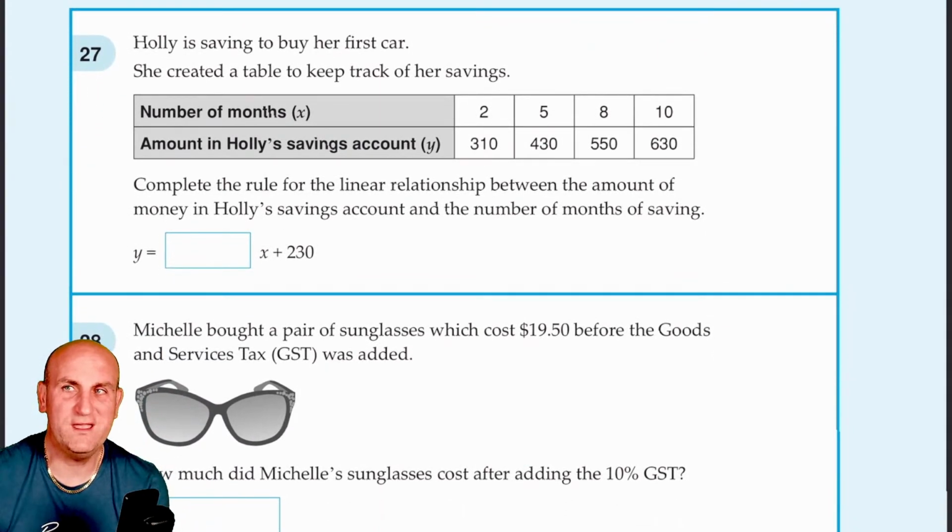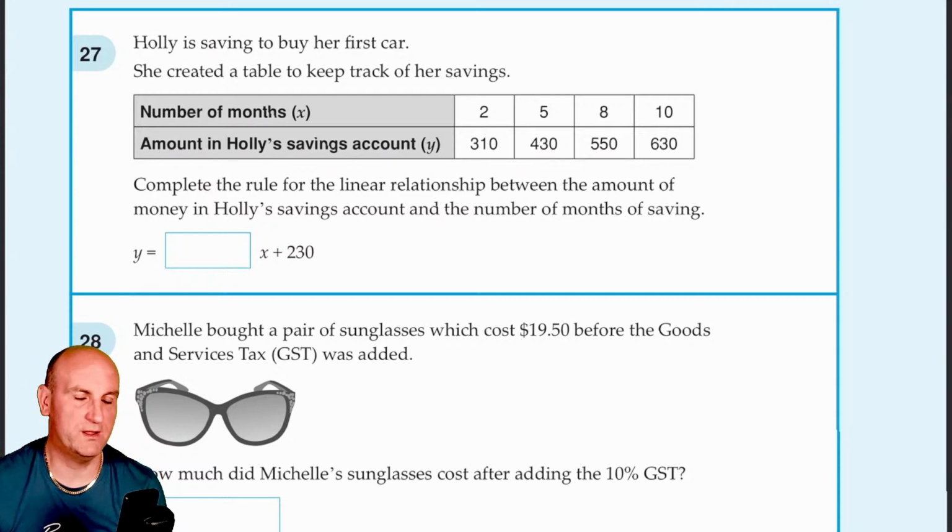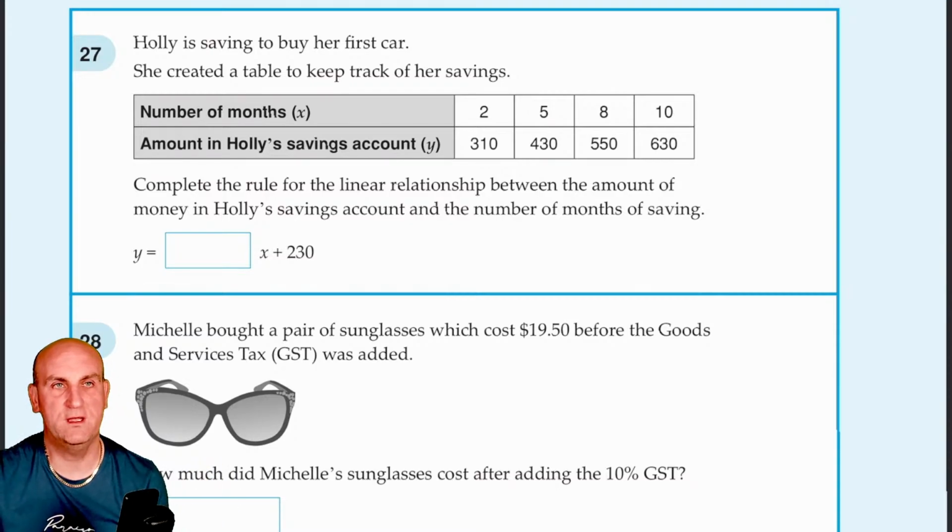Holly is saving to buy her first car. Go, Holly. She creates a table to keep track of her. Don't buy the car. You've got to think about the rego. You've got to think about the petrol, the insurance. It's too much.